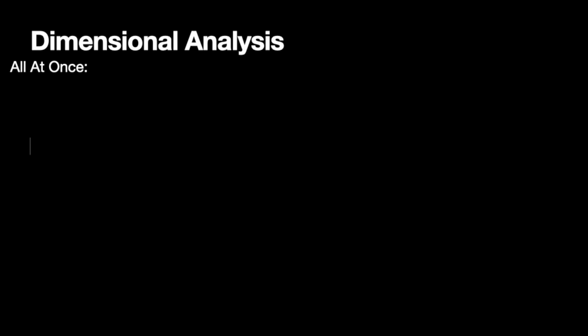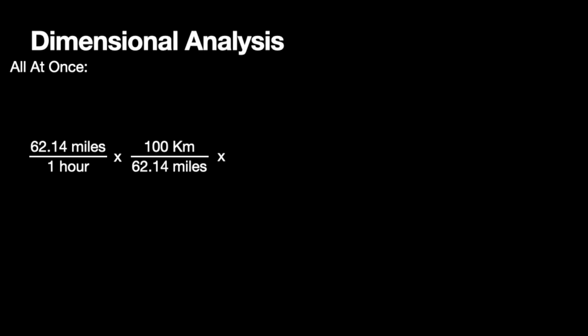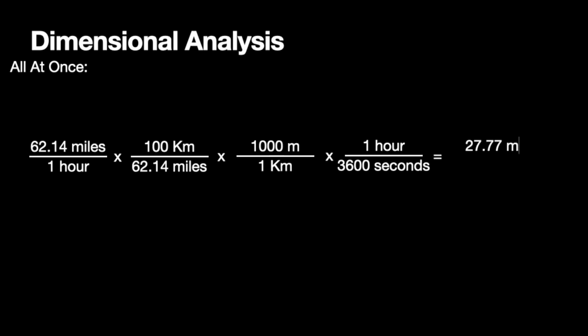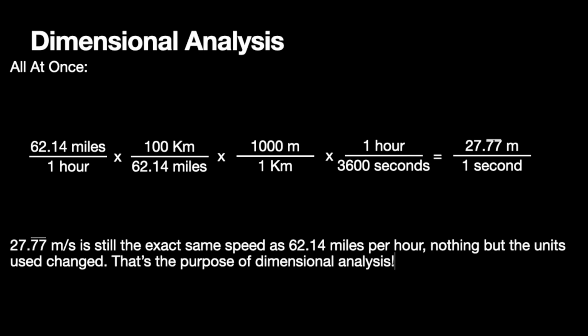Done all at once, we would get 62.14 miles per hour times 100 kilometers per 62.14 miles times 1,000 meters per 1 kilometer times 1 hour per 3,600 seconds, equals 27.77 repeating meters per second. 27.77 repeating meters per second is still the exact same speed as 62.14 miles per hour. Nothing but the units used changed. That's the purpose of dimensional analysis.